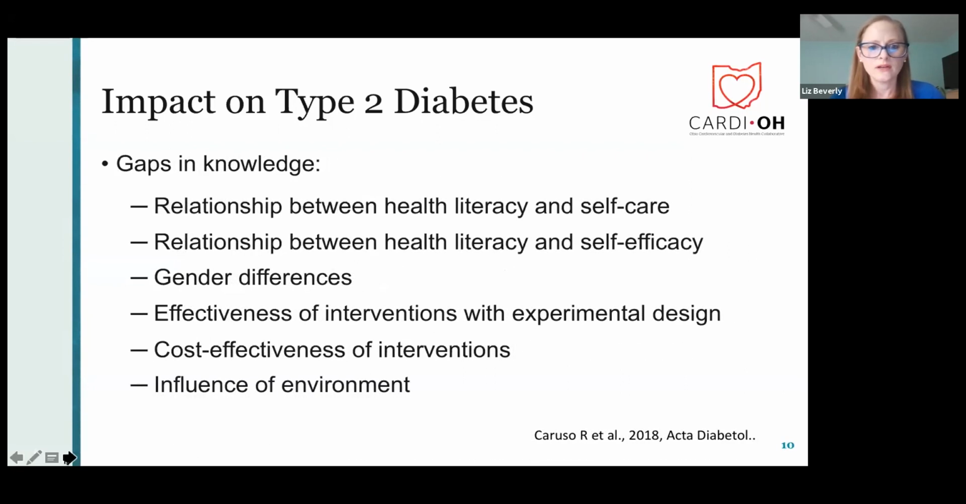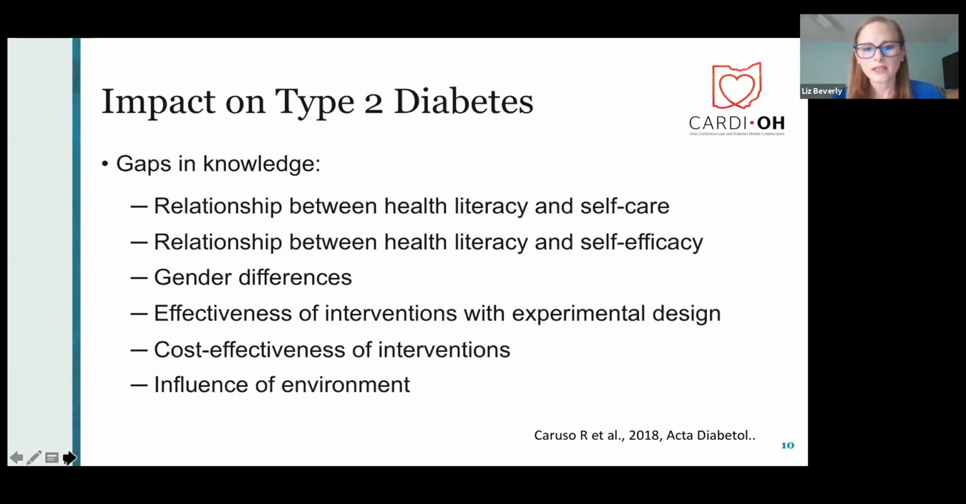Again, looking at some of these systematic reviews and meta-analyses, they also identified that we still have certain gaps in knowledge when talking about type 2 diabetes and lower health literacy. These are the gaps that we still don't have answers to. We don't really know the relationship between health literacy and self-care. And relatedly, we don't know the relationship between health literacy and self-efficacy. And we know, based off of hundreds of studies, that self-efficacy is related to self-care, particularly with type 2 diabetes as well as with type 1. We don't know if there is a gender difference with health literacy and type 2 diabetes.